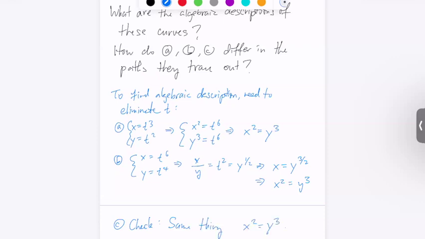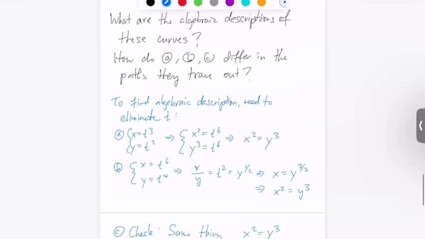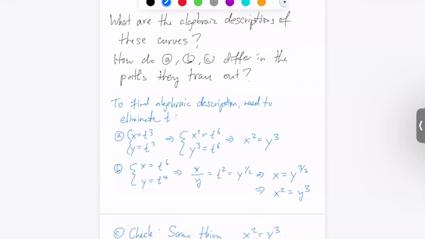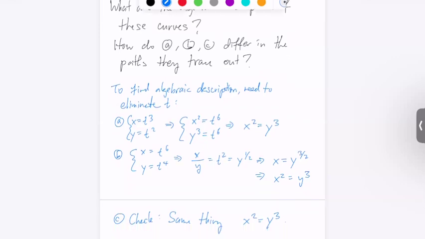Any questions on the algebraic manipulation? I haven't addressed the second part of this, how they differ in the paths they trace out, quite yet. There are five minutes left, and I think this is good enough for the first time. Can we just use the same reasoning for A for B? Yeah, you could use the same reasoning.